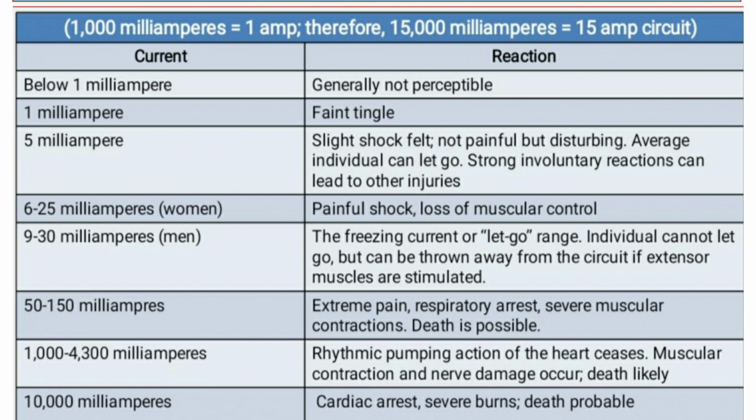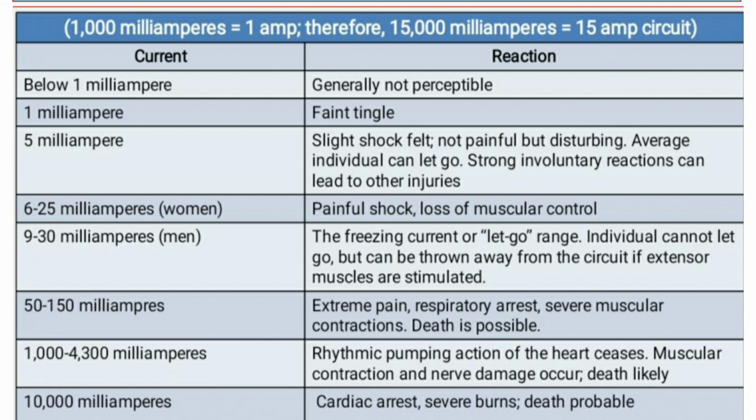The average individual can let go. Strong involuntary reactions can lead to other injuries. 6 to 25 milliamperes, women: painful shock, loss of muscular control. 9 to 30 milliamperes, men: the freezing current, or let-go range. The individual cannot let go, but can be thrown away from the circuit if extensor muscles are stimulated.